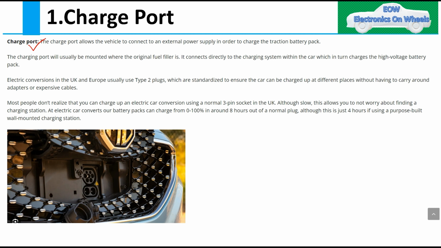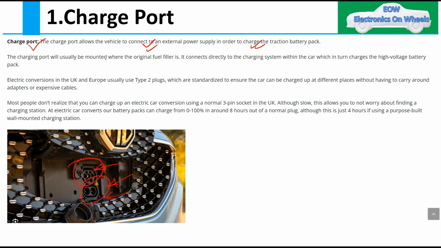So starting with the charging port. What exactly does it do? You can see this is the location in the MG where you can charge your vehicle or your battery pack from external power. There might be different positions for different OEMs, but this is one of the positions. Basically, it allows the vehicle to connect to external power supplies in order to charge the traction battery pack. So this is the first thing.